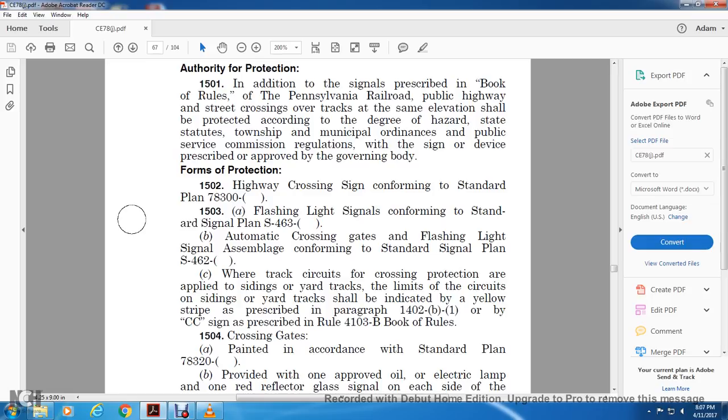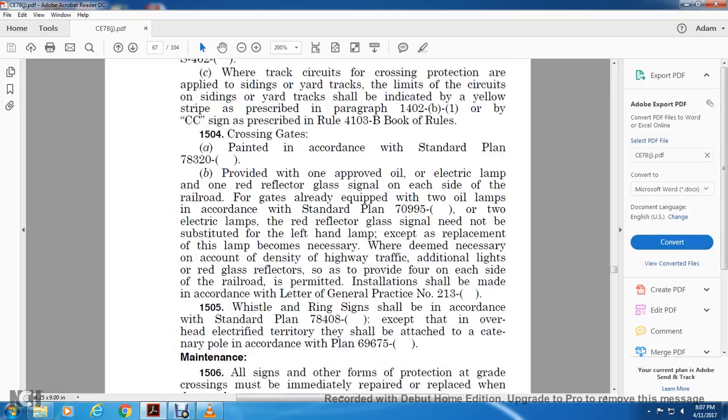Automatic crossing gates and flashing light signal assemblies conforming to standard signal plan S462. Where track circuits for crossing protection are applied to sidings or yard tracks, the limits of the circuit of the siding or yard track shall be indicated by the yellow stripe prescribed in paragraph 1402B1 and by the CC sign prescribed in rule 4103B of the Book of Rules.